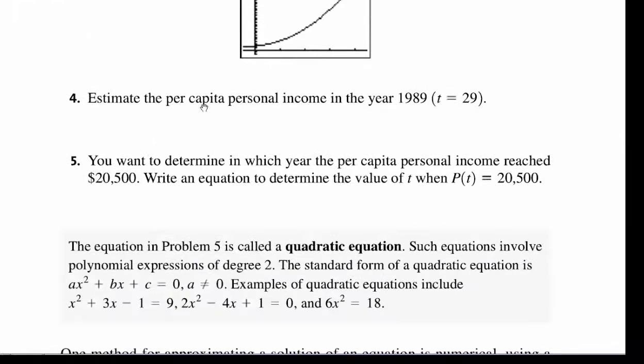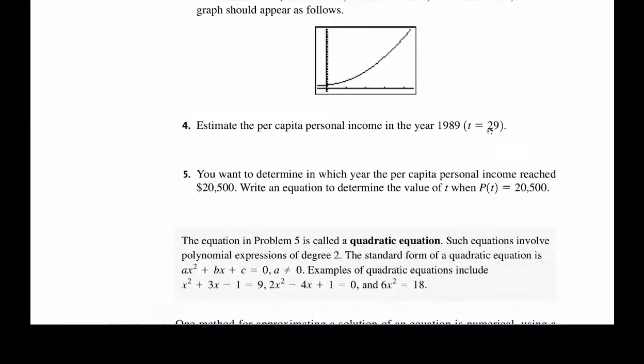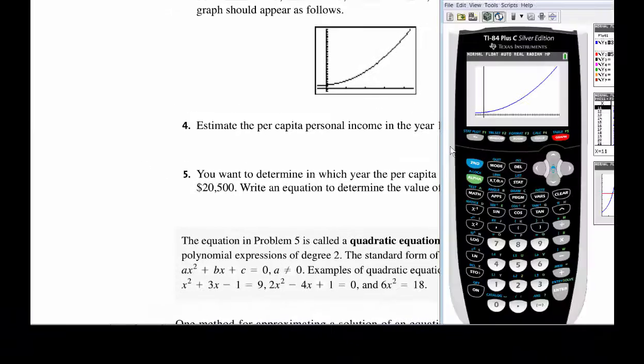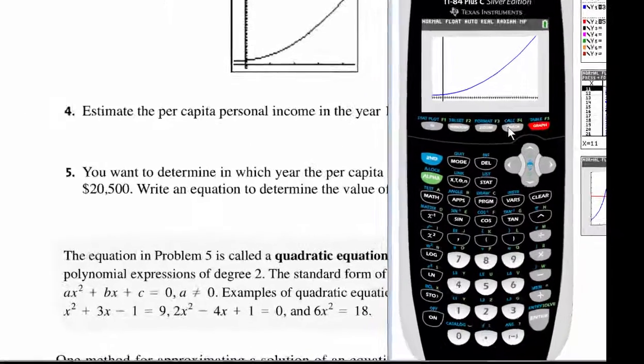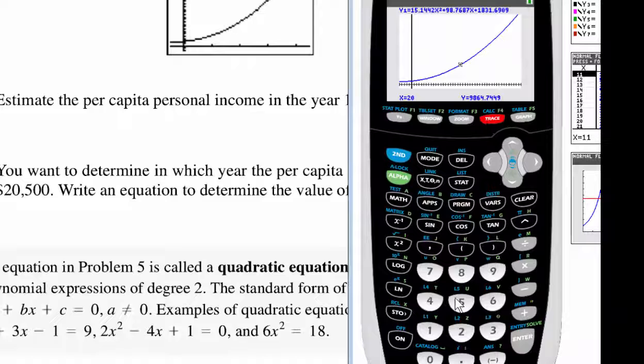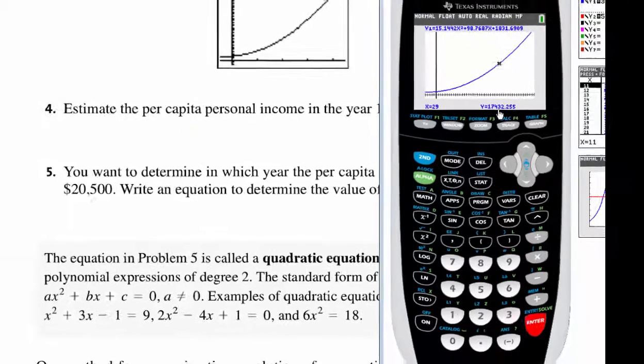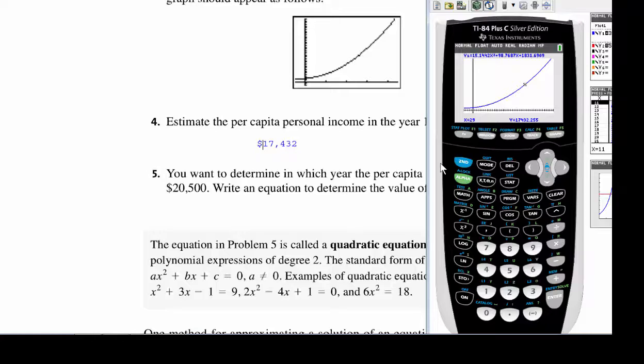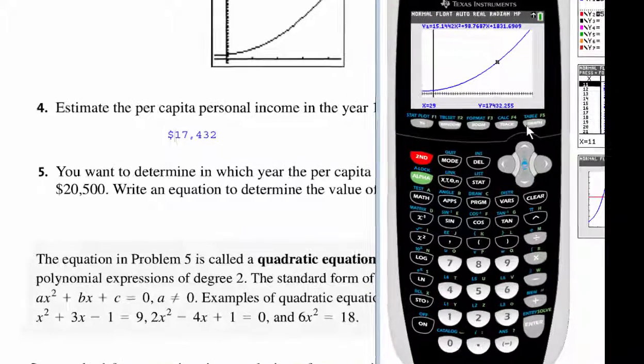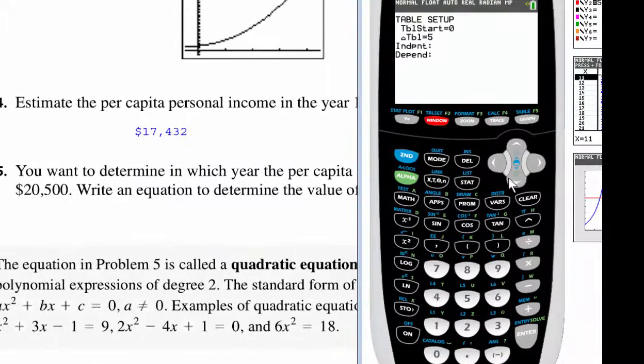Question 4 says, estimate the income in the year 1989, or when T is equal to 29. So if I have my calculator here, if I press the trace key and I press 29, it's telling me, okay, when X is 29, my Y should be, and it looks like 17,432. So here's my answer. I could have also went to my table, right? Instead of counting by 5s, I could count by 1.